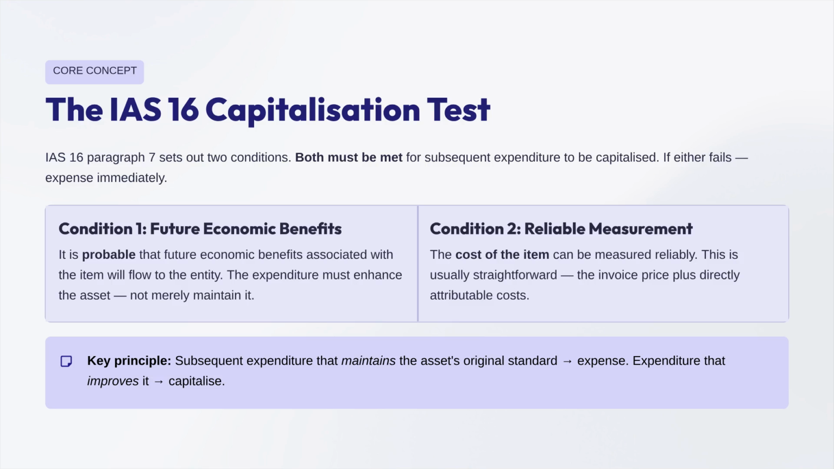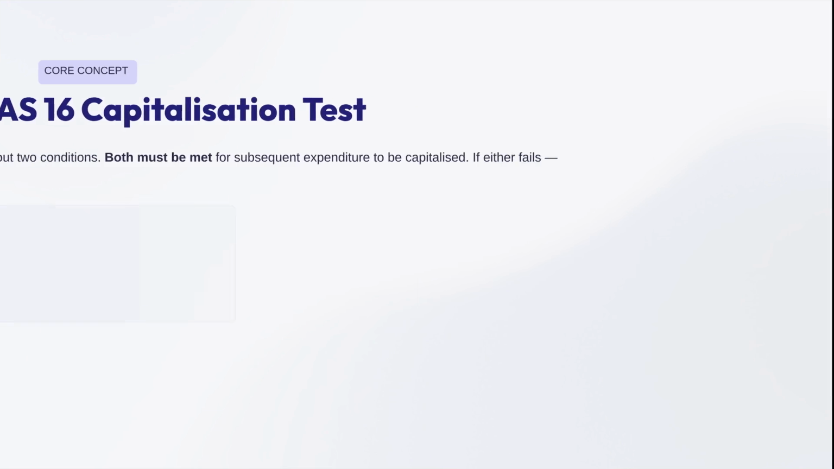Condition 2, reliable measurement. The cost of the item can be measured reliably. In practice, this is usually the easy part. It's typically just the invoice price plus any directly attributable costs. So hold on to this golden principle. Spending that maintains the asset's original standard is expensed, while spending that improves it is capitalized. Keep that distinction close, because next we'll break expenditure down into the 3 types you'll meet in the exam.